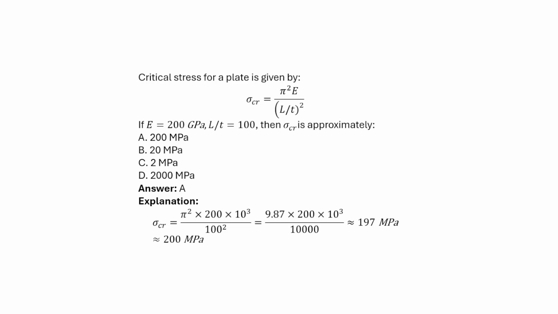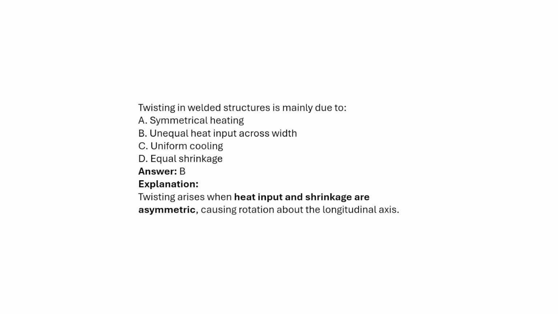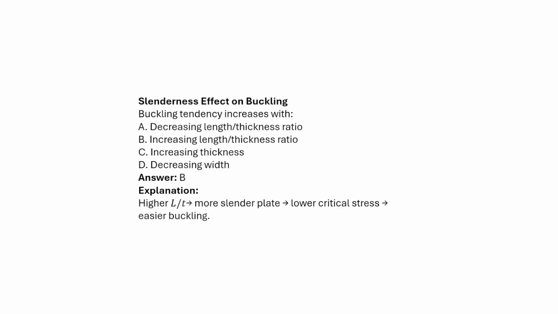So, the critical stress for a plate is given by a formula. Here A is given, L by T is given, and we can calculate the critical stress by directly putting it into the formula. Twisting in the welding structure is mainly due to symmetric heating, unequal heat input across the width, uniform cooling, or equal shrinking. It is a similar question. Twisting occurs when heat input and shrinking are asymmetric, which causes rotation about the longitudinal axis.